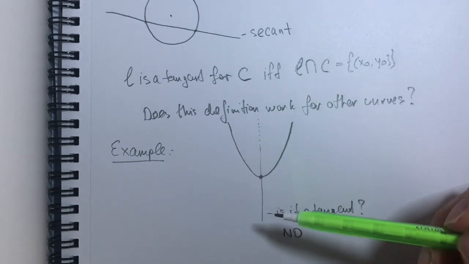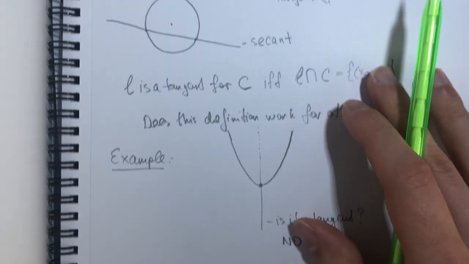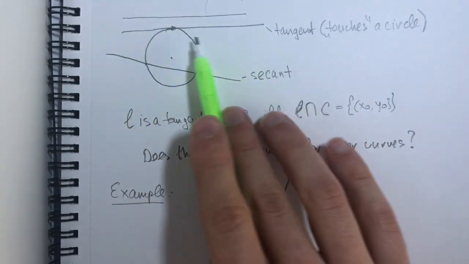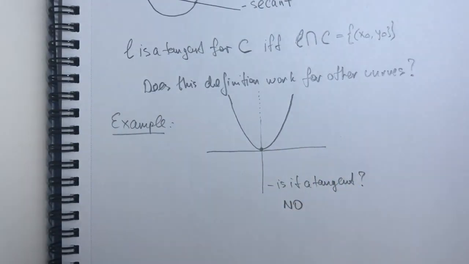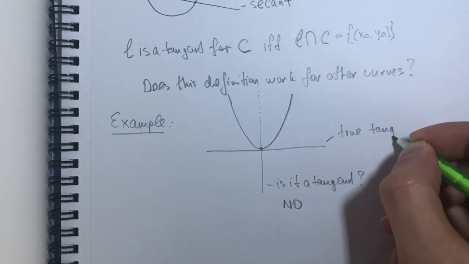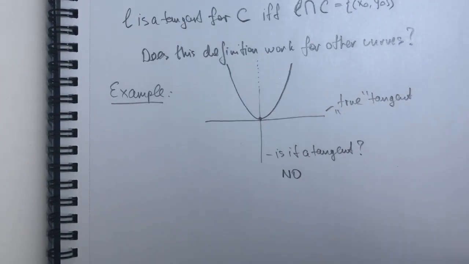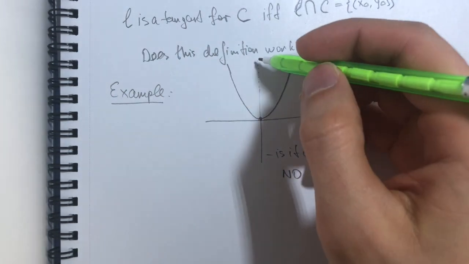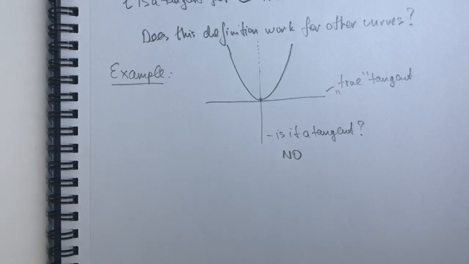Because something about this line doesn't seem like it touches the graph, right? It doesn't seem like it's tangential to our shape. We would much rather prefer this horizontal line to be defined as our tangent. This is a true tangent. When mathematicians realized that this was a problem, they decided to come up with a different criterion for a line to be classified as a tangent.